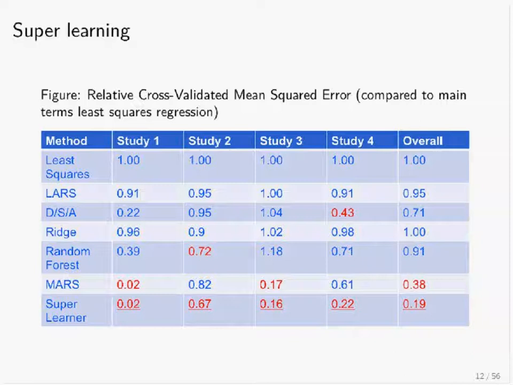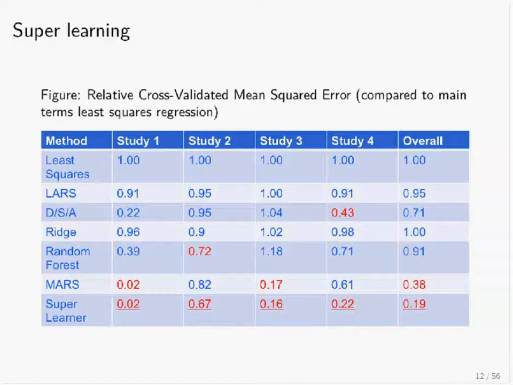Then in study 3, MARS is again the best, and SuperLearner does as well. And in study 4, it's actually the DSA algorithm which is the best. And SuperLearner, by somehow weighting estimators, does as well. So overall, if you take it across four data sets, you see that the SuperLearner outperforms any of the individual algorithms. And that's really the game.